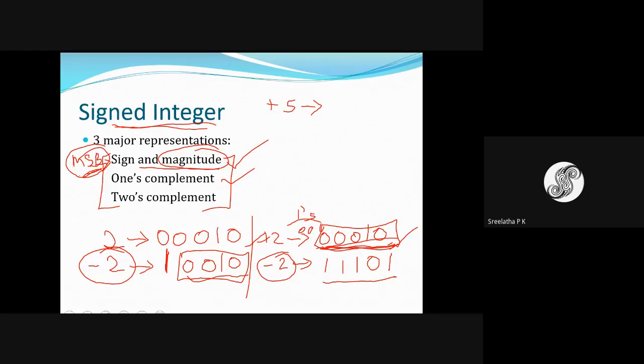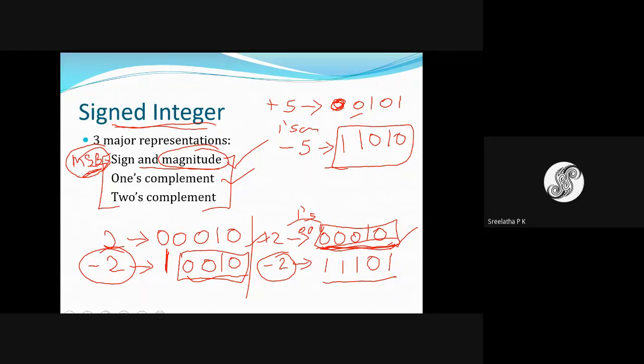Binary form of plus 5? 0101. Okay, so 0101, 5 bits I told. So I have put a 0 here. Fine. So one's complement of it, that is minus 5, is the reverse of these bits. That is the complement of these bits. So instead of 0, it is 1. Instead of 0, it is 1. And 0, 1, 0. This is minus 5 in one's complement system.